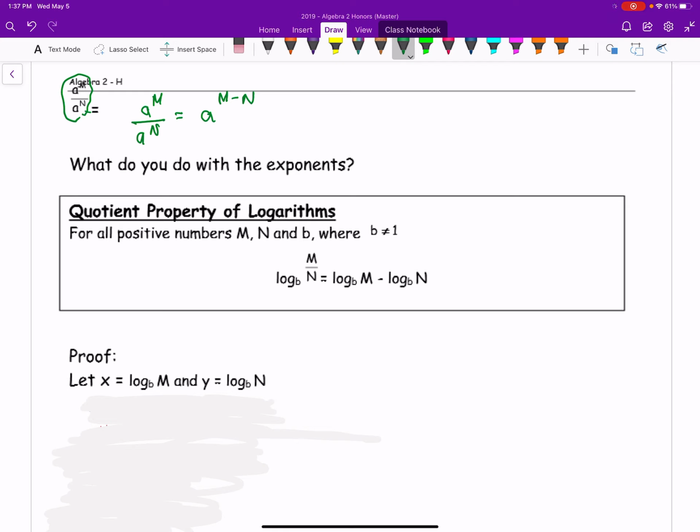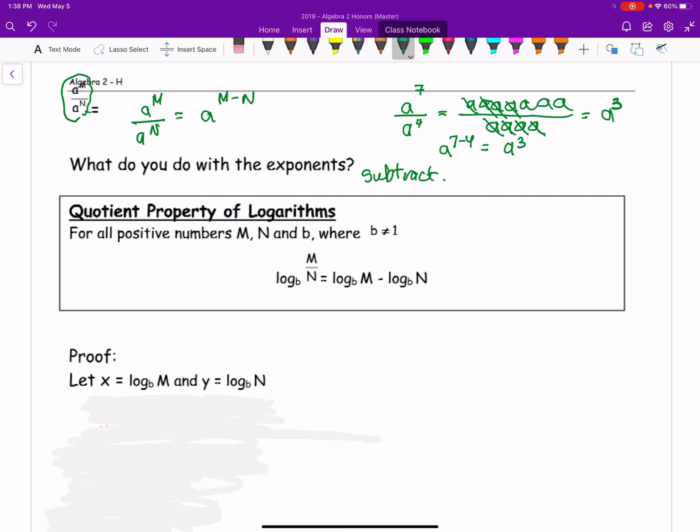If you want to convince yourself, you could always do a to the 7th over a to the 4th. That's going to give me 7 a's and 4 a's, and then 4 sets of a's cancel out, and I end up with a to the 3rd, which works out the same as a to the 7 minus 4, which is a to the 3rd. So those two things are equivalent, so you can just subtract. So what do you do with the exponents? Subtract.